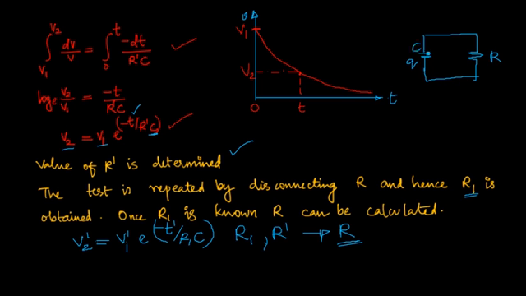So this is your capacitor C, discharged through R, and practically this will also have the leakage resistance R1. So this is how you find the value of unknown resistance R.